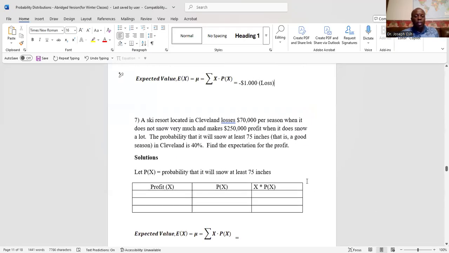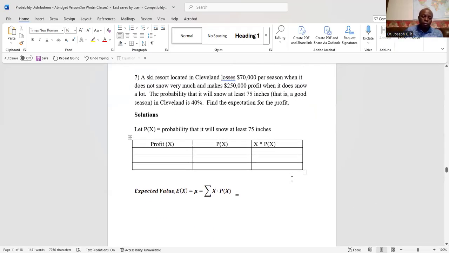Let's use this to round up. When we apply this to business, it says a ski resort located in Cleveland loses $70,000 per season when it does not snow very much, and makes $250,000 profit when it does snow a lot. The probability that it will snow at least 75 inches, which is snowing a lot, in Cleveland is 40%. You can get this from the weather forecast. Find the expectation for the profit.